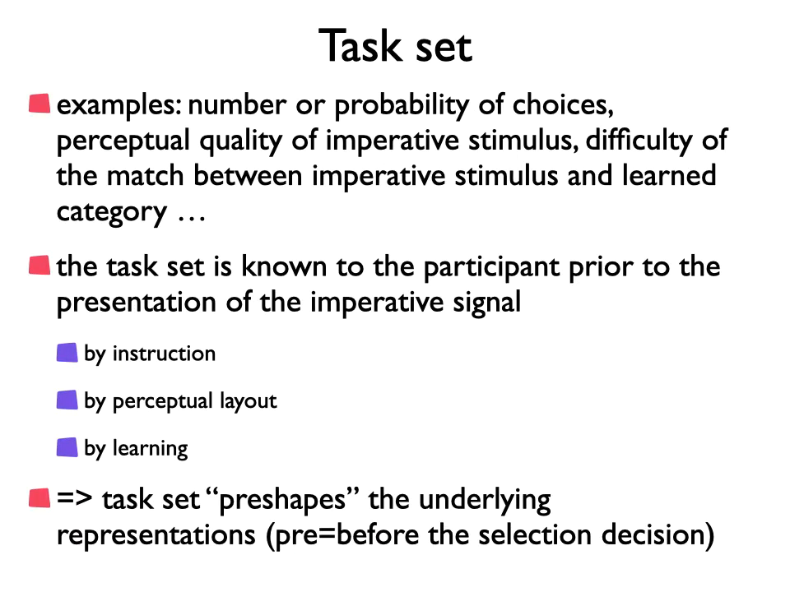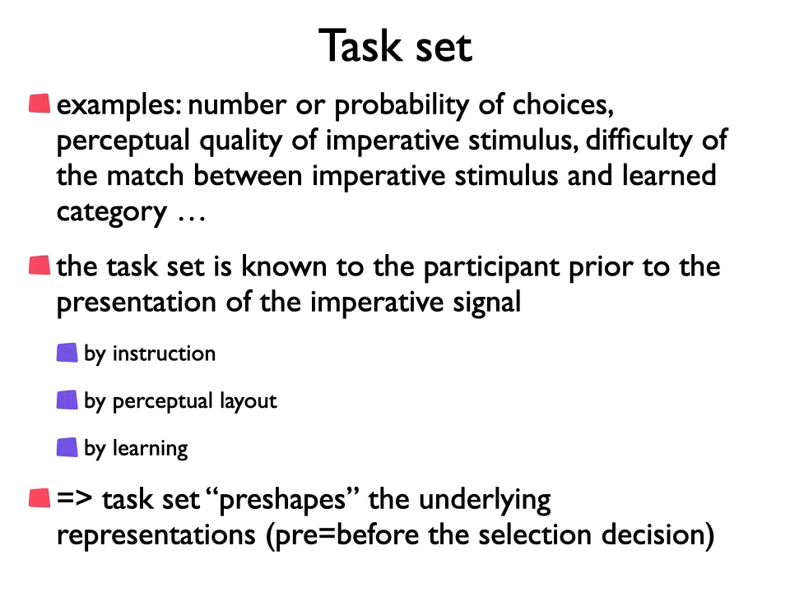So this idea of task set is really important. Psychologists, it's regrettable that theoreticians, and especially neurally driven models, often don't deal with that well enough. So task set might be classically number of choices, probability of choices. Again, what I mentioned, the perceptual quality of the stimulus and so on.